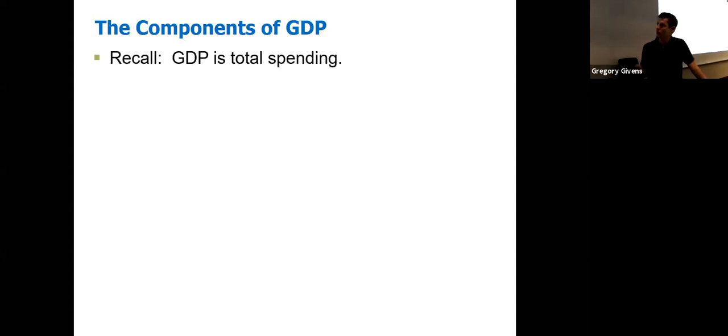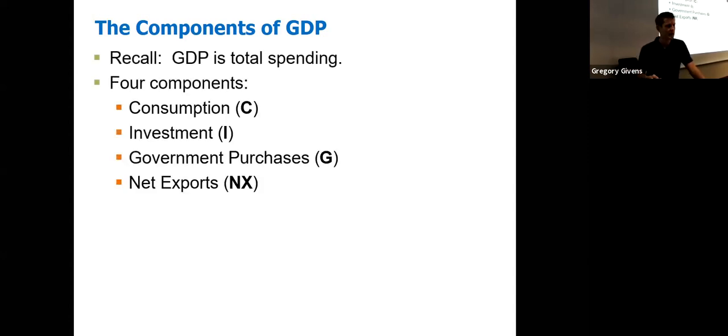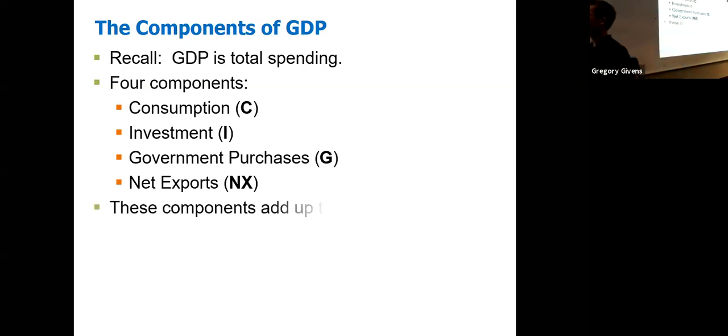In this class, what you'll need to know is that GDP on the spending side can be broken down into 4 components, all right? The first is consumption, which I'm going to denote with a C. The next is investment spending, which I'll denote with an I. Government purchases, G, and then this thing called net exports, which we'll label NX.